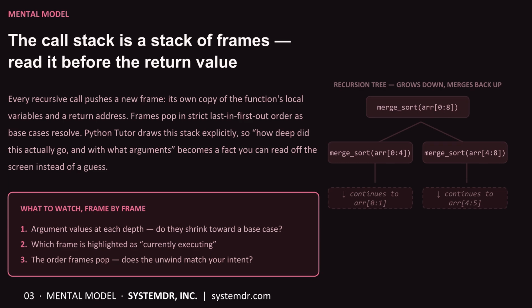The call stack is literally a stack of frames. Every time a function calls itself, a new frame gets pushed onto that stack. Each frame holds its own private copy of that call's local variables, plus a return address, where execution should resume once this call finishes. Frames pop in strict last-in, first-out order, which is why the deepest, most recently pushed call is always the first one to return.